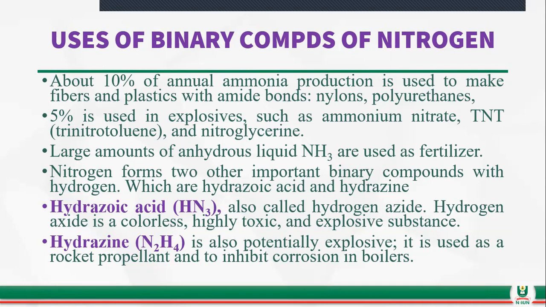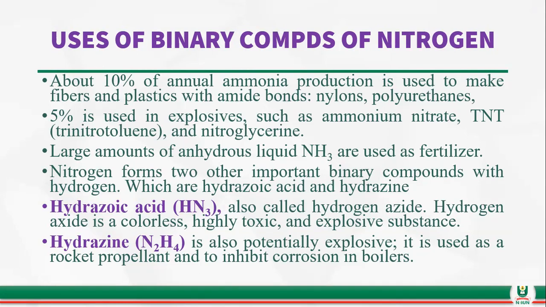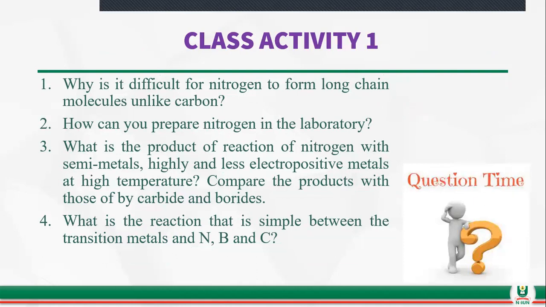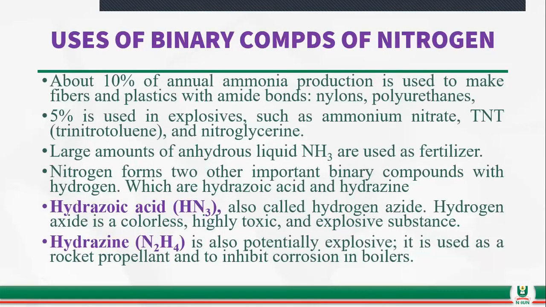5% is used in explosives, such as ammonium nitrate and TNT, the highly reactive compound that they use in nuclear weapons and atomic bomb-like nature. Trinitrotoluene and nitroglycerin. Large amounts of anhydrous liquid ammonia are actually used in fertilizer. You remember that there are different types of fertilizer. We have NPK fertilizer, we have other things like that.